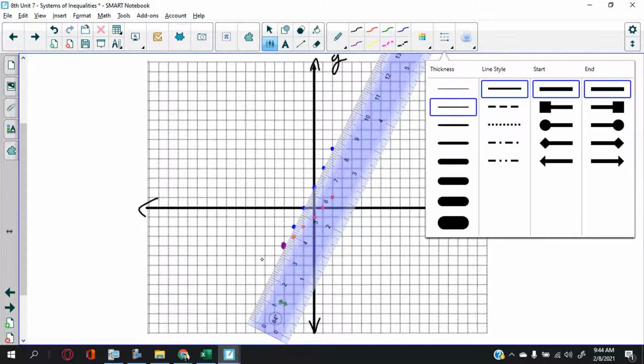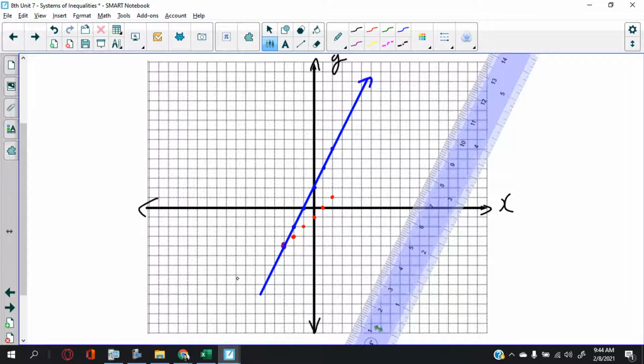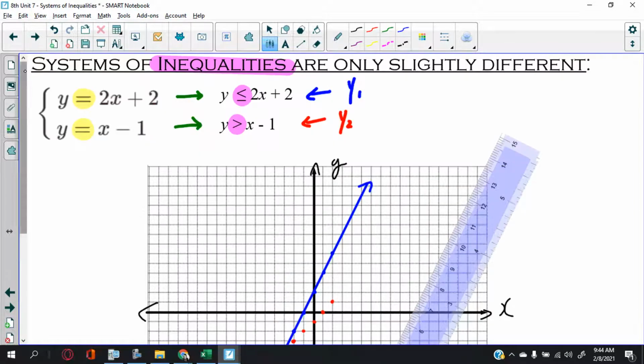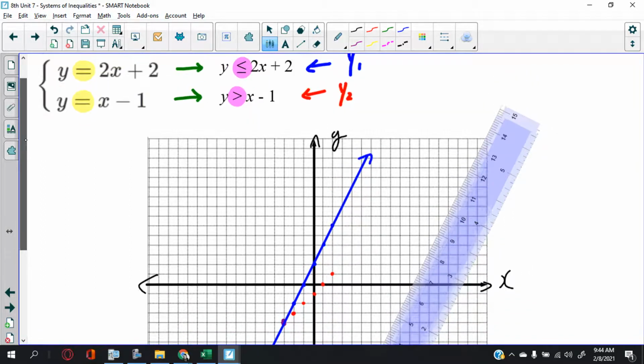All right, so here I'll use a medium line. Here I got the first line, and I'm going to label it. What was it? Y. Oh, I shouldn't have done that. I shouldn't use a saw. I mean, technically I'm right, but this is y1, right? 2x plus 2. Okay, so here I'm going to write this. Y is less than or equal to 2x plus 2.